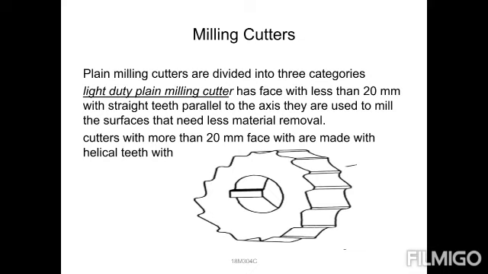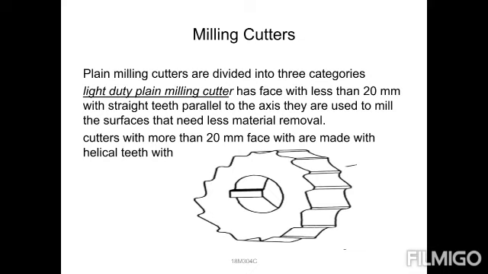Next, the cutters are again divided into three categories. The plain milling cutters are divided into three categories. The first one is the light duty plain milling cutter. The second one is the heavy duty plain milling cutter. The third one is the helical plain milling cutter. These are the three types of plain milling cutters.